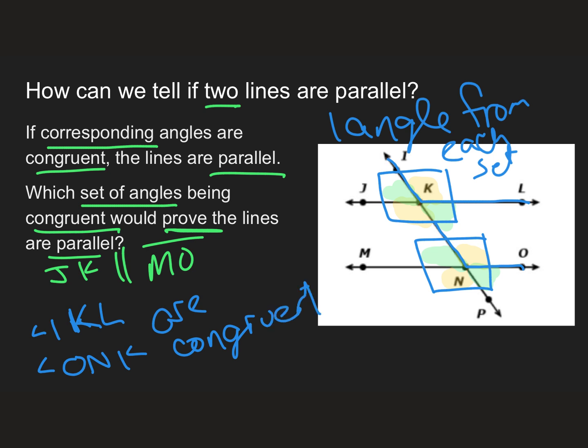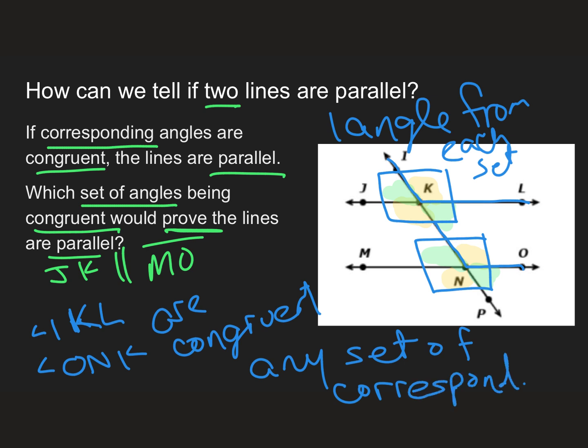I could use any set of corresponding angles. So any set of corresponding angles would tell us. Or remember, we also have the different sets. So I could know any of the green angles together, any of the yellow angles together would prove that those lines are parallel.